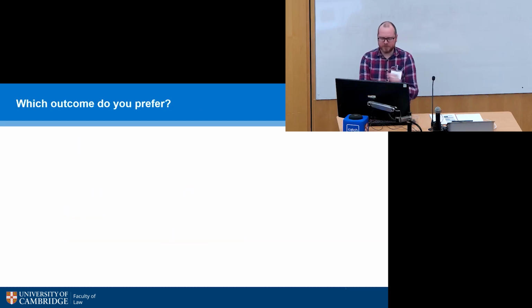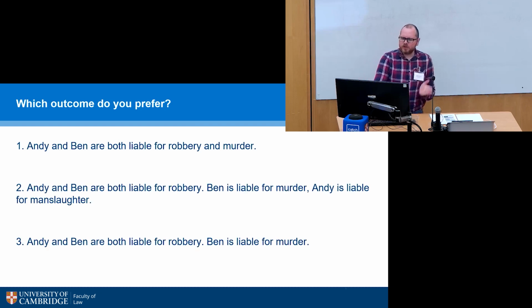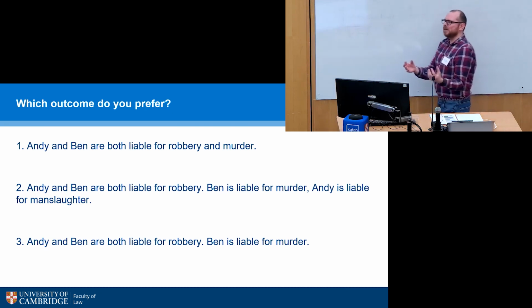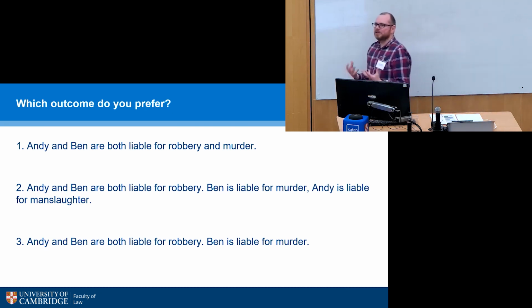So before I finish, I want to know which of these outcomes you actually think is most defensible. So the parasitic accessorial one that we finished with is they're both liable for robbery and murder. How many of you think that is the right result to reach in this case? None of you. So the Supreme Court probably got things right by getting rid of parasitic accessorial liability in terms of what everyday people think is fair.